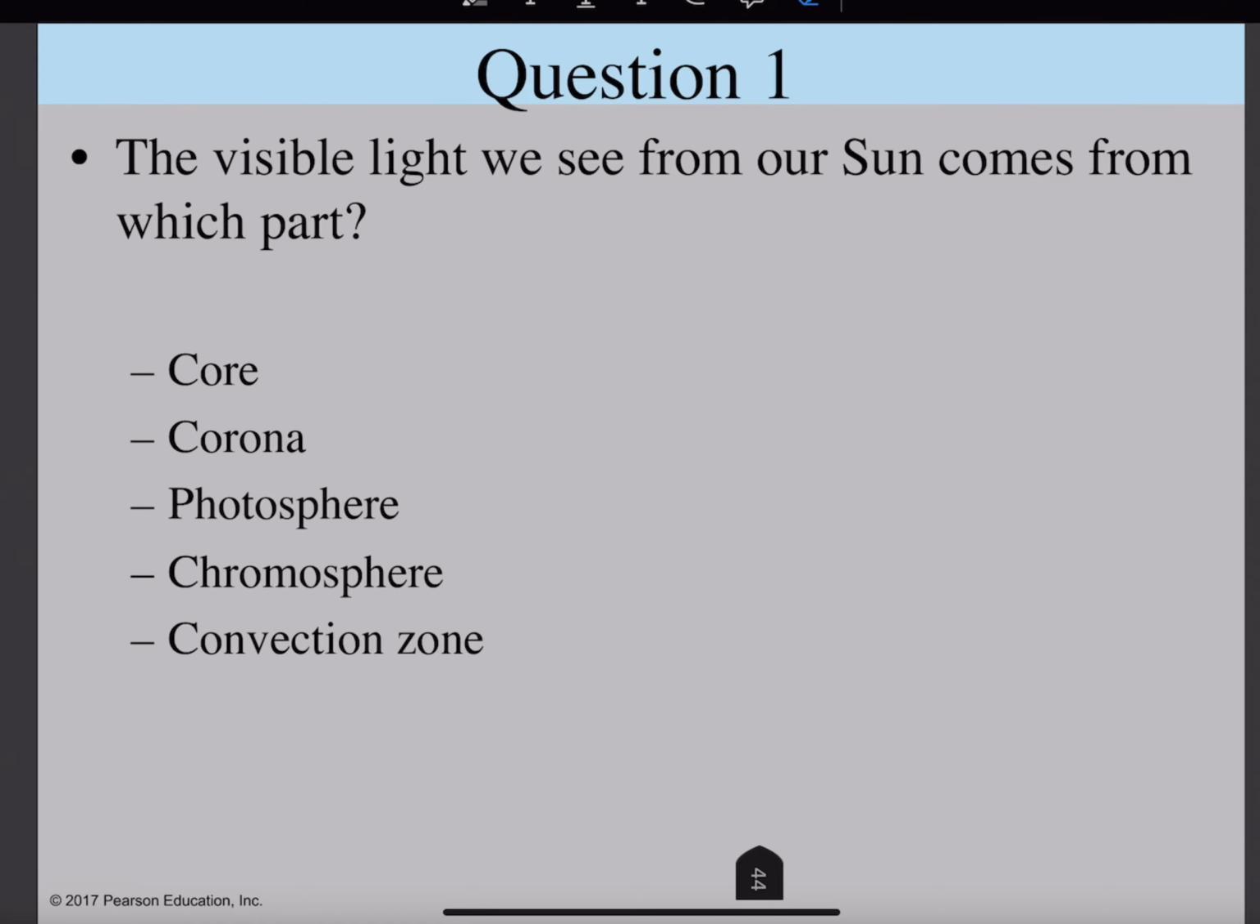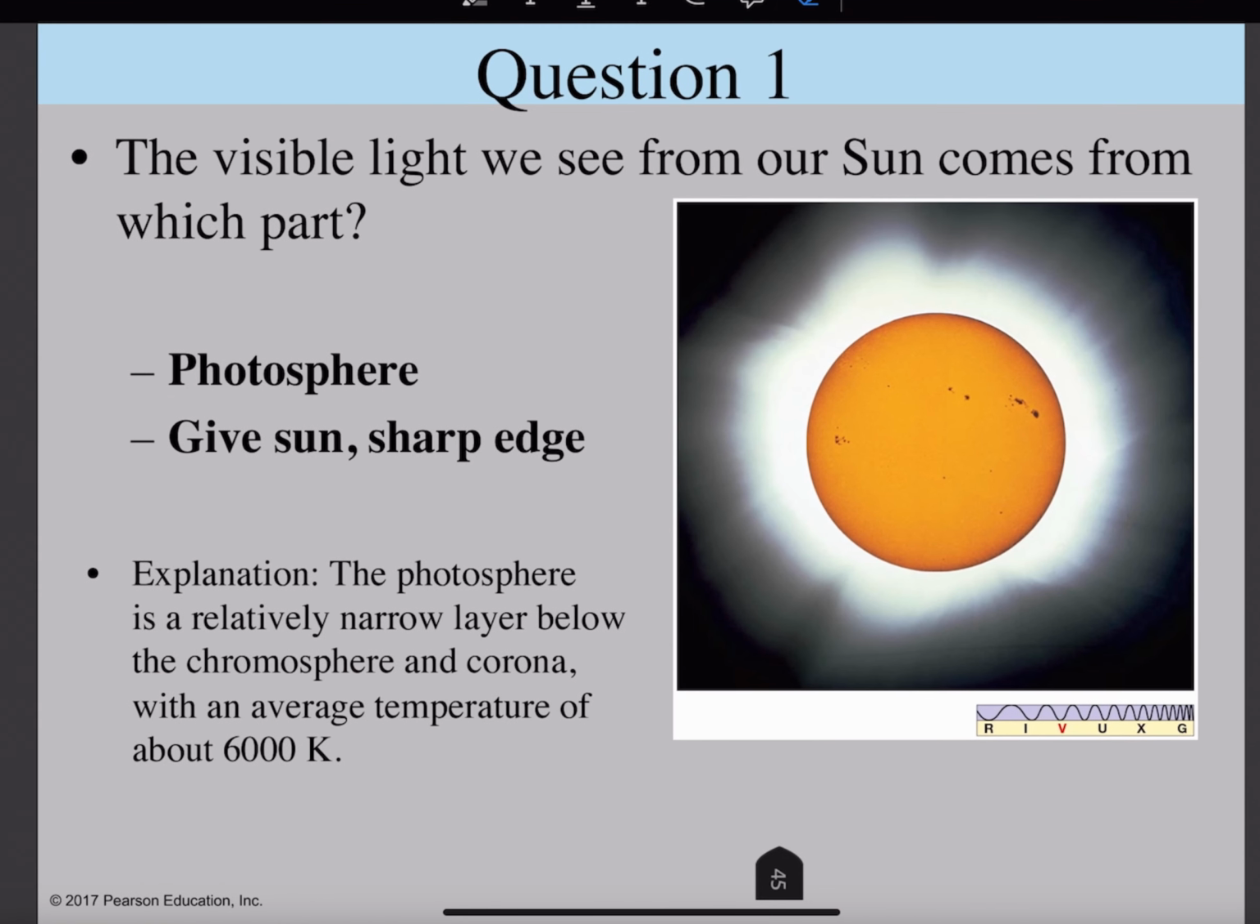Okay, here's our first question. The visible light we see from the sun comes from which part? So it comes from the photosphere, and the photosphere is the surface of the sun.